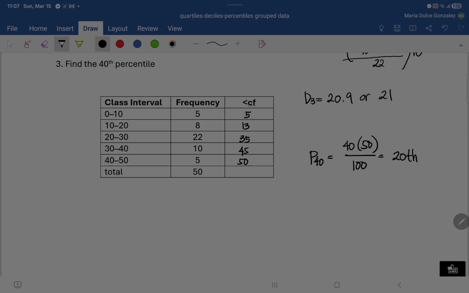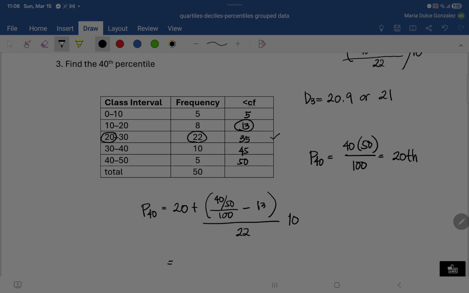Based on our cumulative frequency, that would be in the third row. And we will be using the same data here. This is our lower limit. This is the frequency. And this is the less than cumulative frequency. So solving for P40, we have our lower limit of 20 plus 40 times 50 divided by 100, minus CF of 13. This would be divided by the frequency of 22, and then we multiply this again by 10.